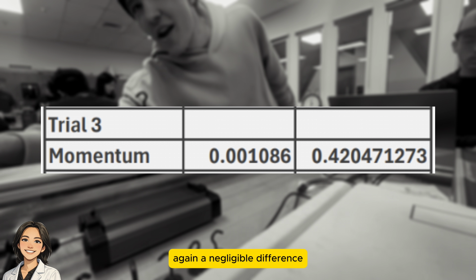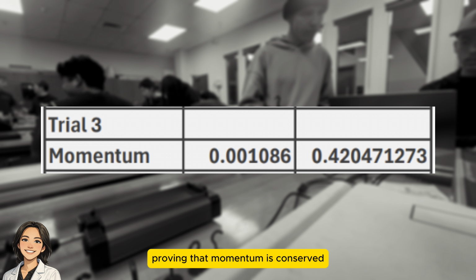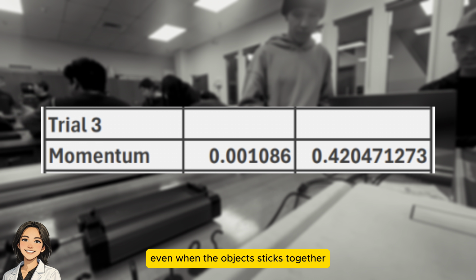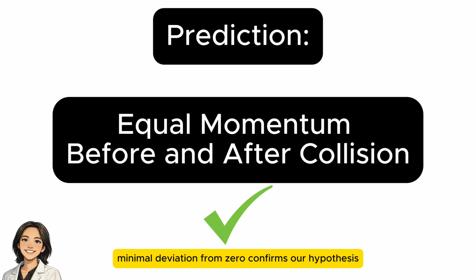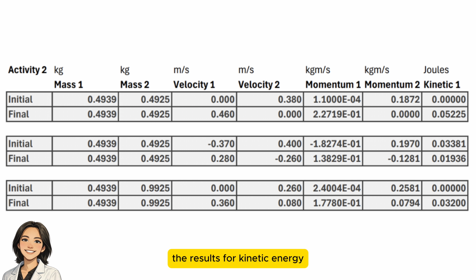Again, a negligible difference, proving that momentum is conserved even when the objects stick together. The consistent minimal deviation from zero confirms our hypothesis. Momentum is conserved in all three tested collision types. The results for kinetic energy, the energy of motion, are what separate our collision types.